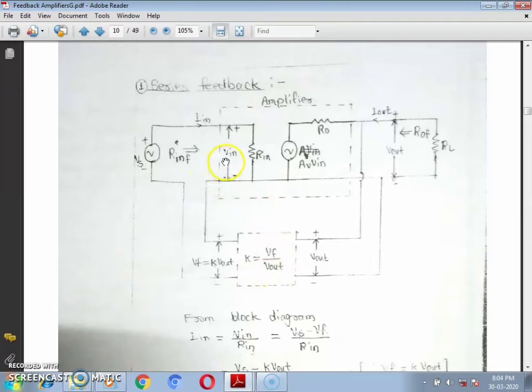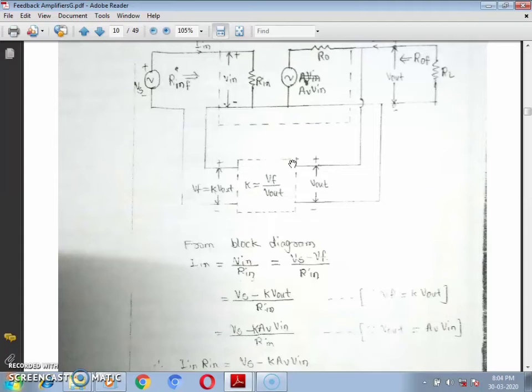So let's say the input impedance seen at the input side of the basic amplifier without feedback is Rin. If we consider the feedback, we will label the input impedance seen at this point as Rin-F. Similarly, the output impedance seen at the basic amplifier without feedback is RO, and with feedback ROF. So we want to investigate what is the input impedance expression for series feedback connections.